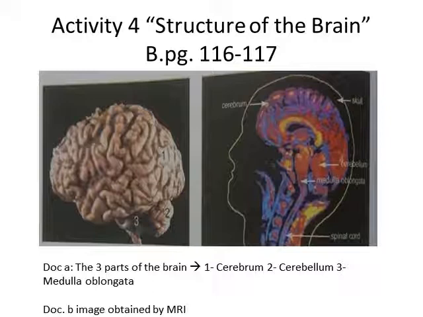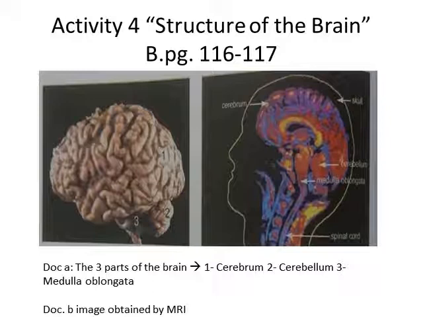Activity 4 is about the structure of the brain. Remember, we said that our nervous system consists of the brain, spinal cord, and the nerves, okay? So today we're talking about the brain. You could see that in document A, this is a human brain. Yes, it looks like that.